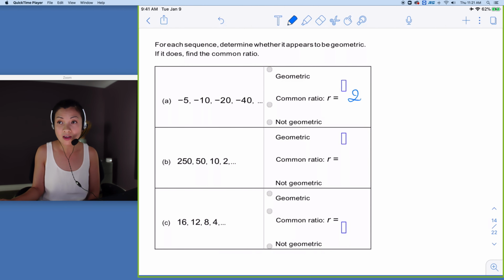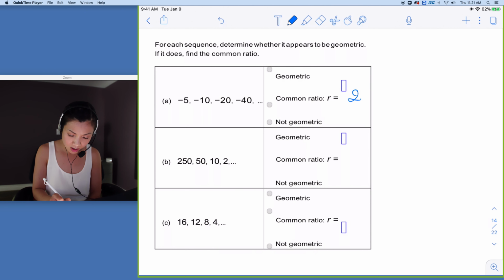250. If you multiply by 1/5, you're going to get 50. 1/5, you're going to get 10. 1/5, you're going to get 2. So this one has a common ratio of 1/5.